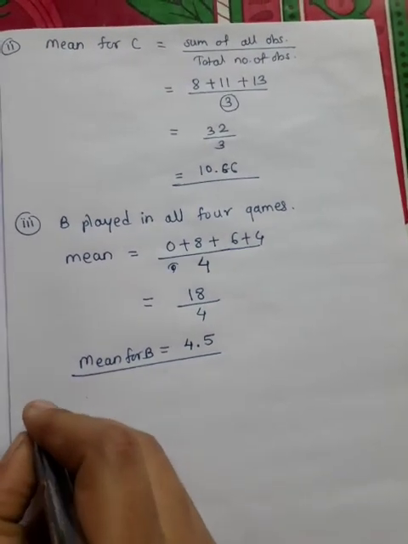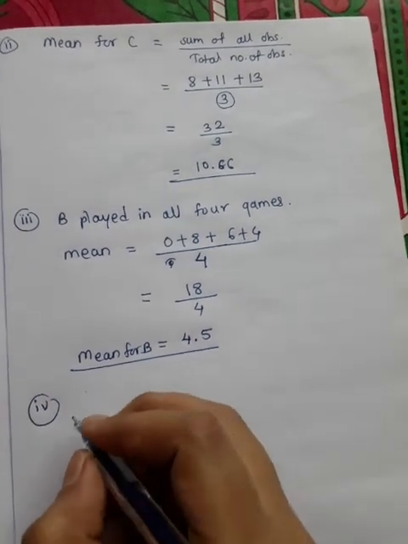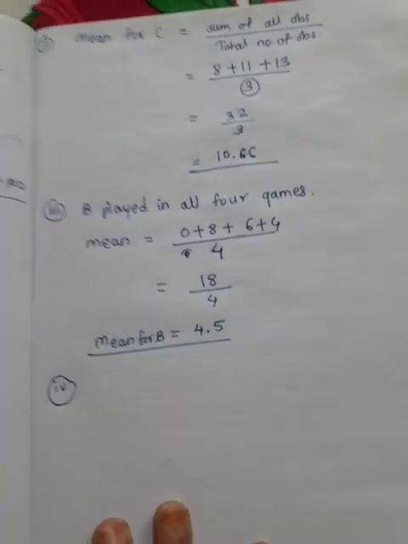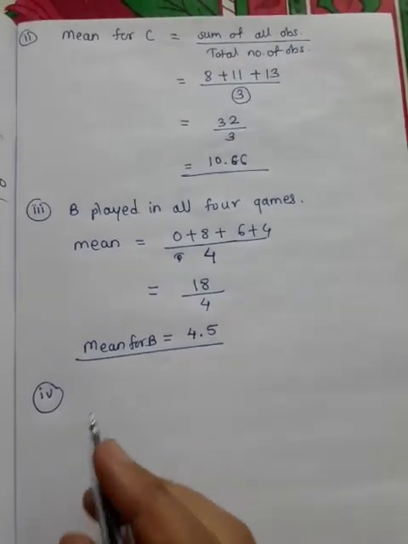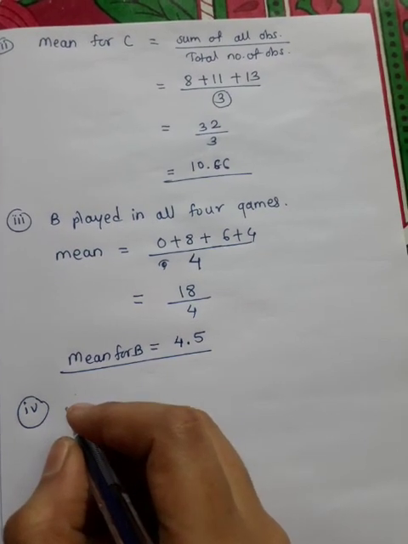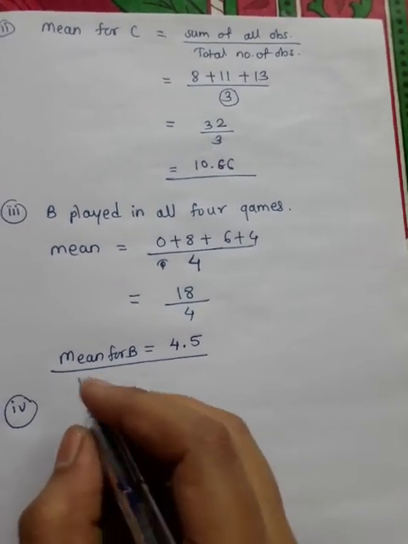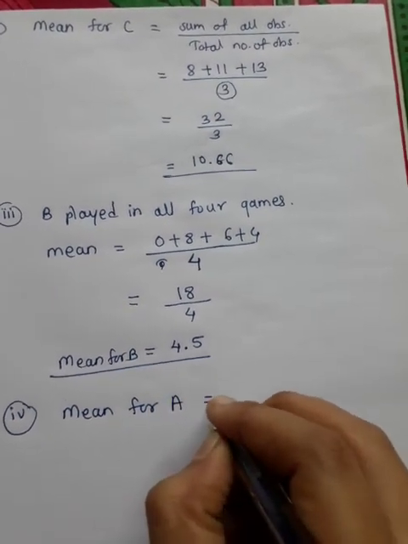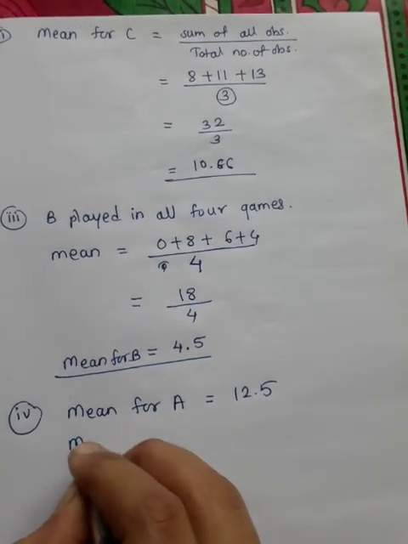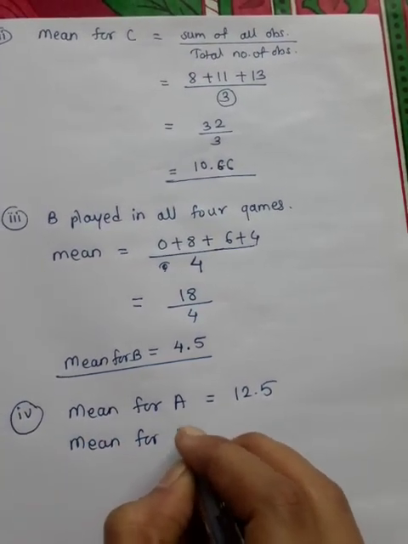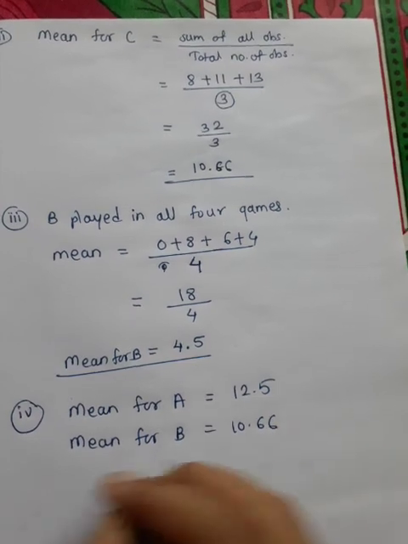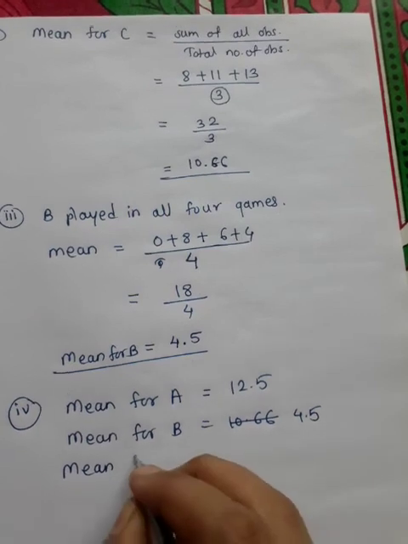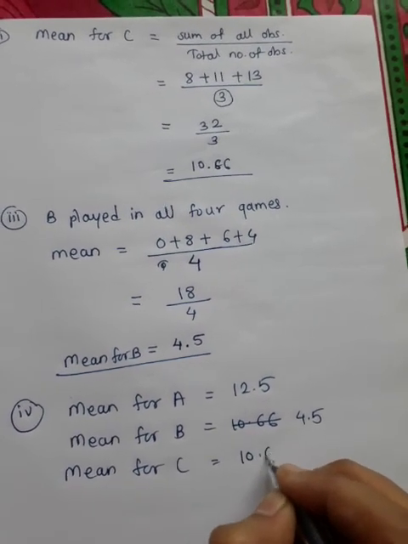Now sub question 4: who is the best performer? How would we say who is the best performer? To say who is the best performer, we have to check the mean for all players. The mean for A is 12.5, the mean for B is 4.5, and the mean for C is 10.66.